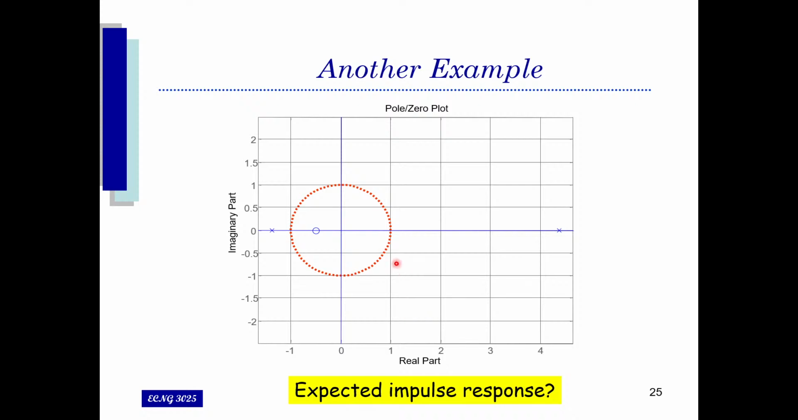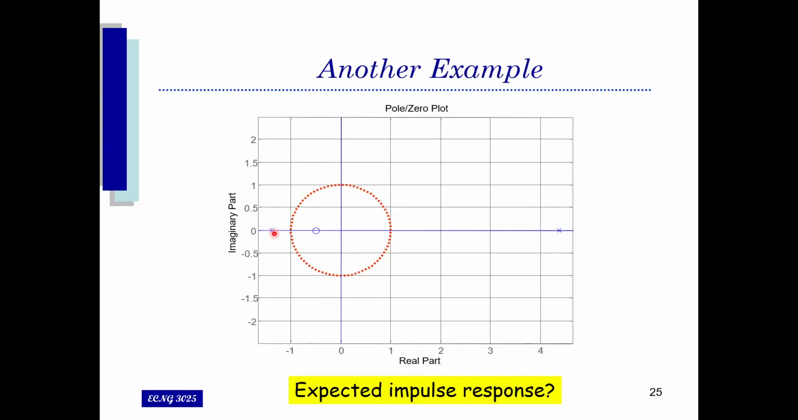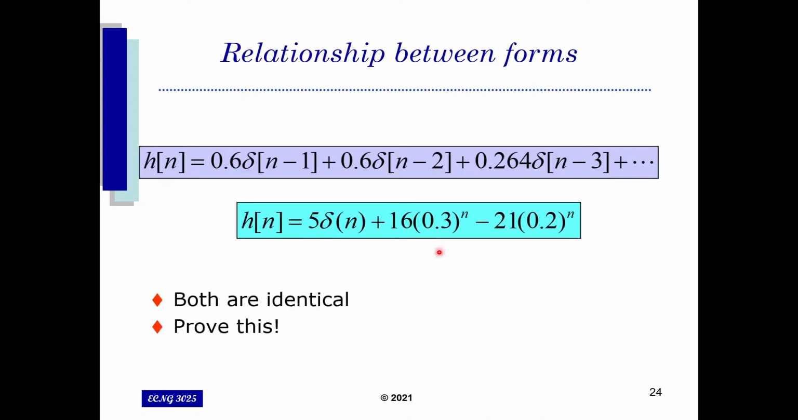So if we plot the expected impulse response of this closed form solution here, we can see here that the poles here basically lie outside of the unit circle.